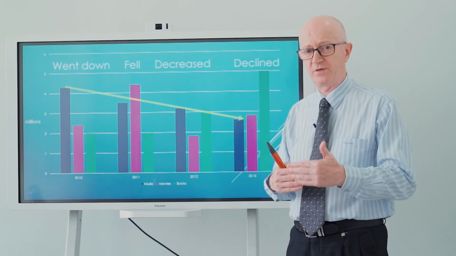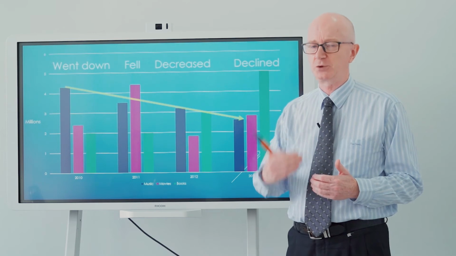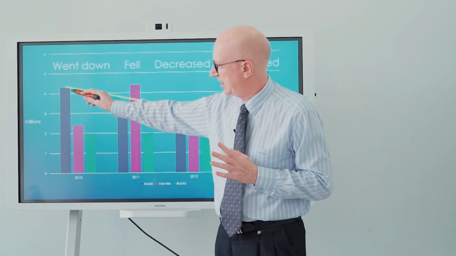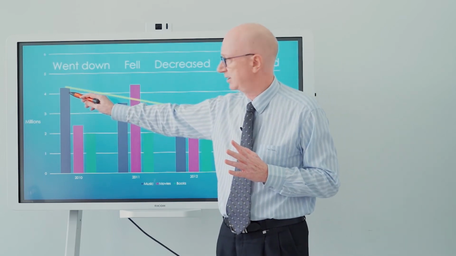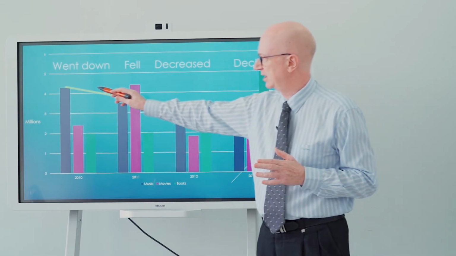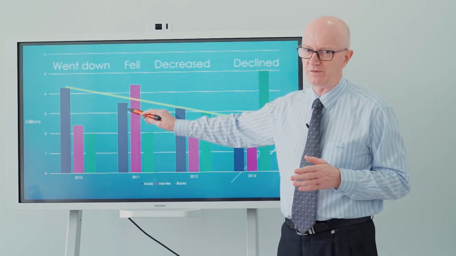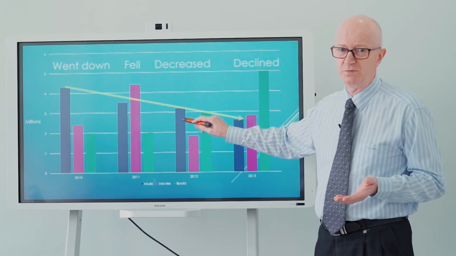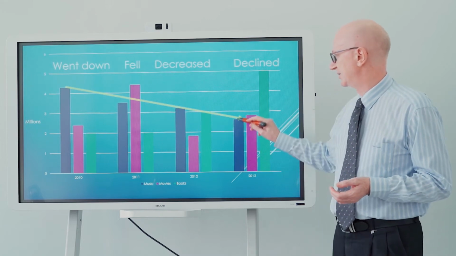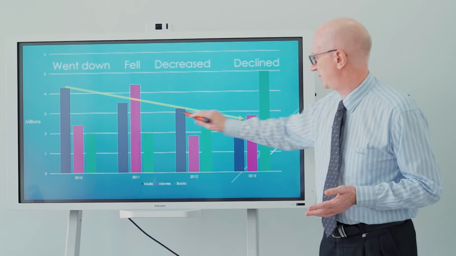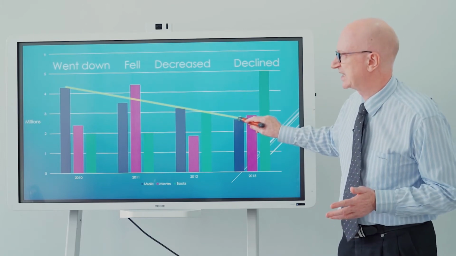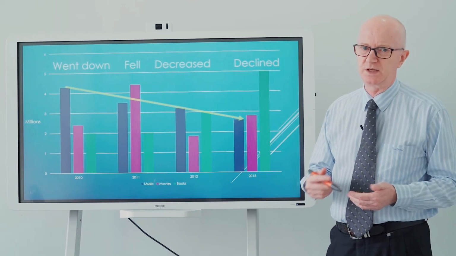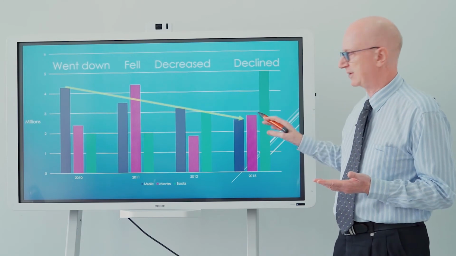We're looking at the vocabulary only today. How can I improve my vocabulary to describe a trend? If we look at music, we can see in 2010 we are at about 4.25 million. Moving forward to 2011, we're now at about 3.5 million sales. 2012, 3.2 million sales. And finally, 2013, we are at approximately 2.7 million sales.